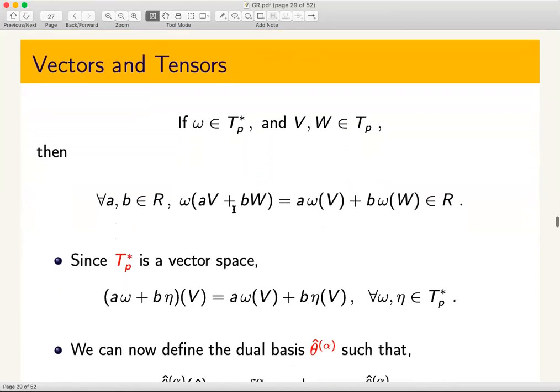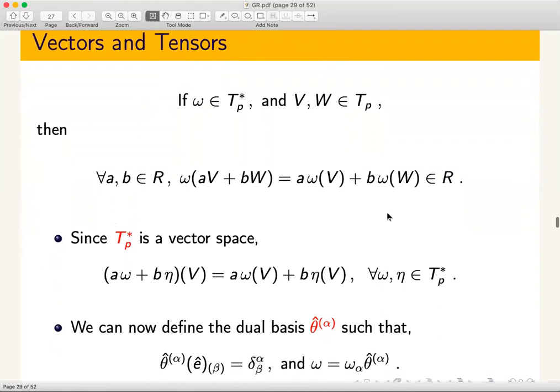So we can use this notion to define some kind of an inner product between a vector space and the dual vector space.